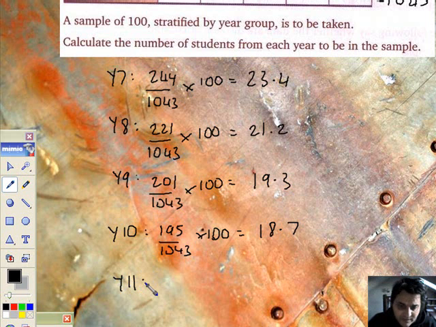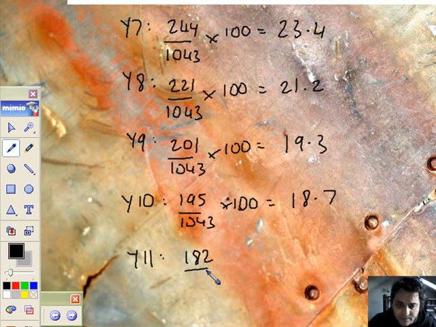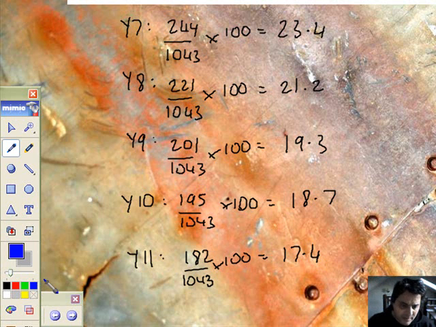And we'll go for year 11's finally. That's going to be 182 over 1043 multiplied by 100, and that's going to give us, just do that now, 182 divided by 1043 multiplied by 100, and that's going to be 17.4. Now let's study these numbers carefully. Let's just try doing some rounding first of all. Let's go for this colour here.